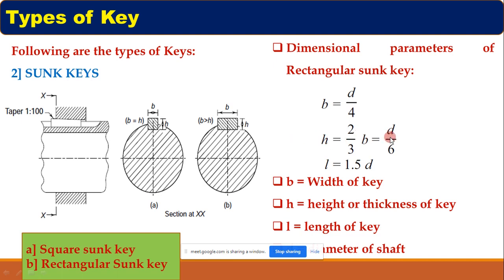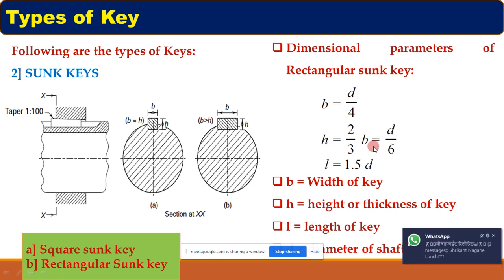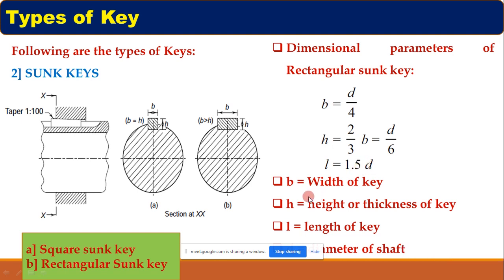This is a very important point for MCQ. L is the same for flat as well as rectangular sunk key. L is 1.5 D, where B is the width of the key, H is the height or thickness of the key, L is the length of the key, and D is the diameter of the shaft. These are the two very important dimensional parameters for square sunk key and rectangular sunk key that we have to use in the numericals.